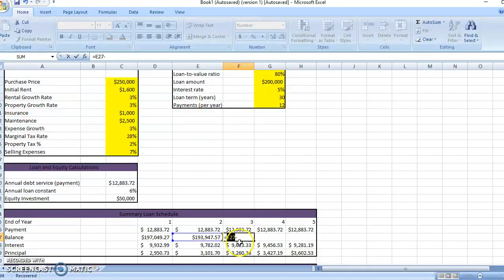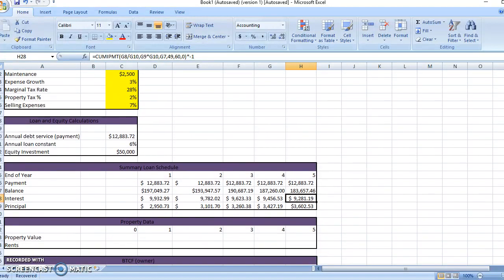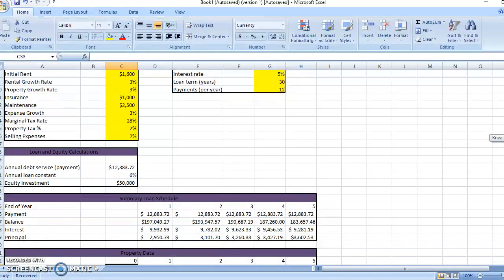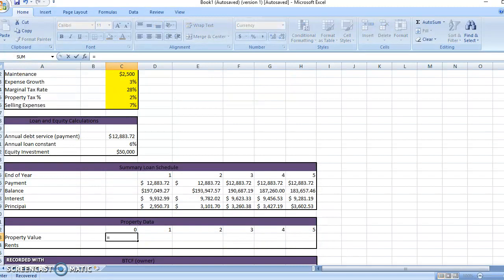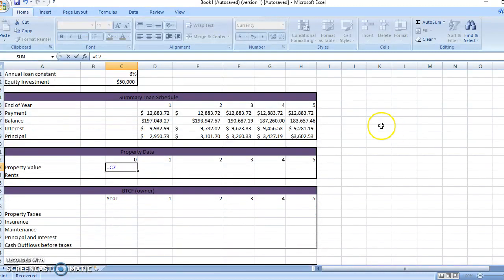Ugh, my bad. Okay. And awesome. So then now there's all of that for summary loan schedule. So now we're going to go to property value. And beginning the property value is just, this is the one I was trying to do earlier, it's just the purchase price. So we'll want to go to purchase price. Enter. And that's just for the zero.